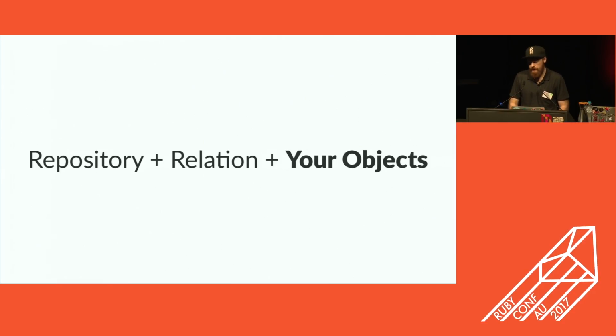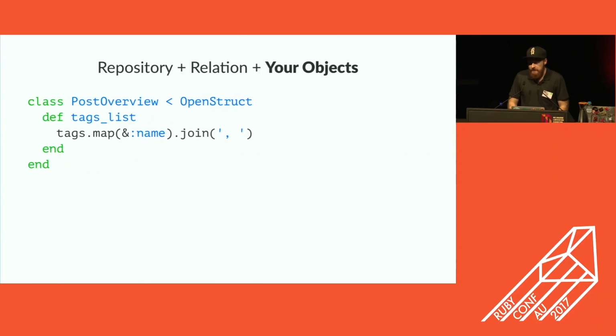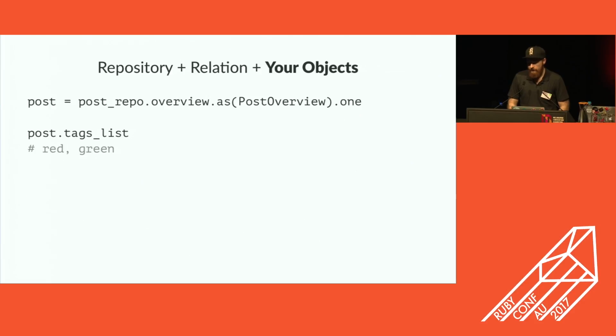So let's say we want to use some view decorator. So ROM allows you to ask for your own objects. And it's pretty simple. So let's say we define our own class, and let's say it's going to return a list of tags separated by a comma. And then we just ask the repository for our own objects, just like that. And we get back not the built-in structs, but our own objects.